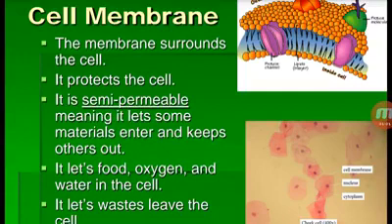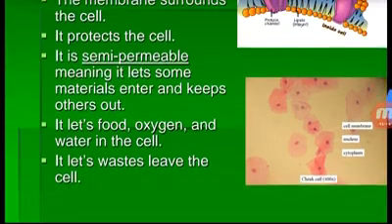We have three types of membranes. The first one is the permeable membrane, which allows everything to get inside. And we have the semi-permeable membrane, and the other is non-permeable. It lets food, oxygen, and water into the cell, and it lets wastes leave the cell.